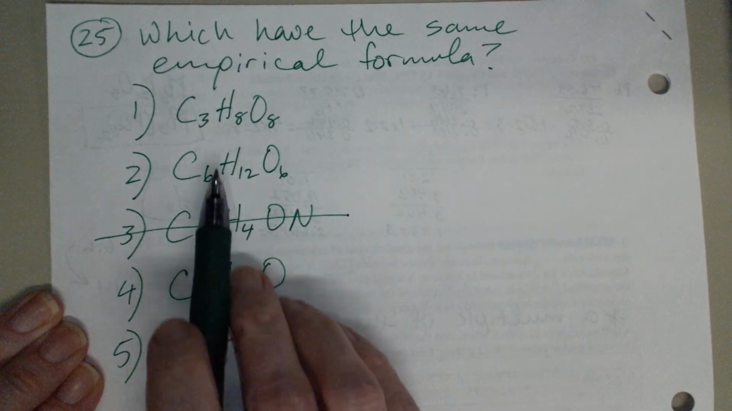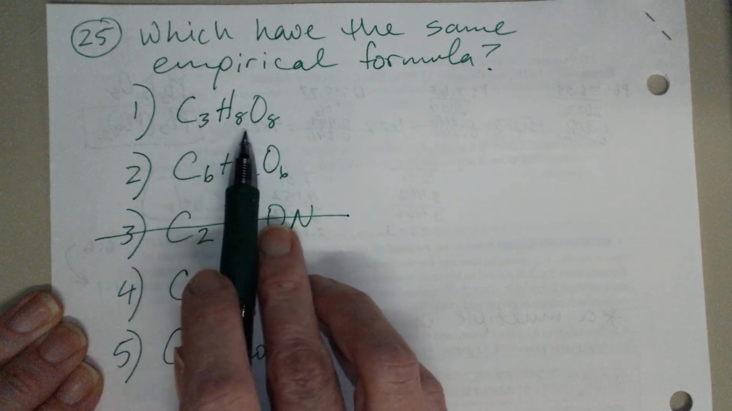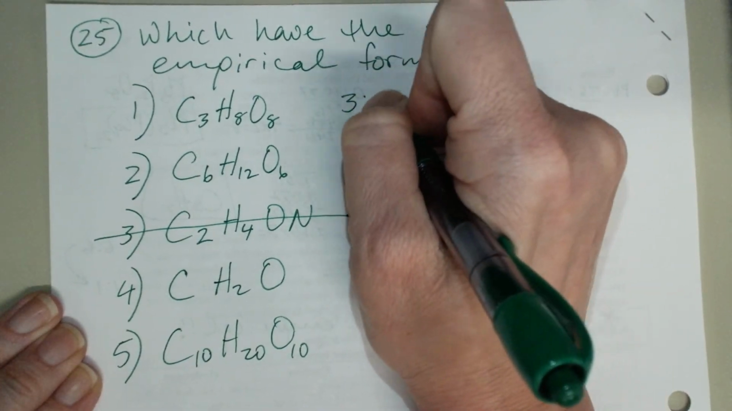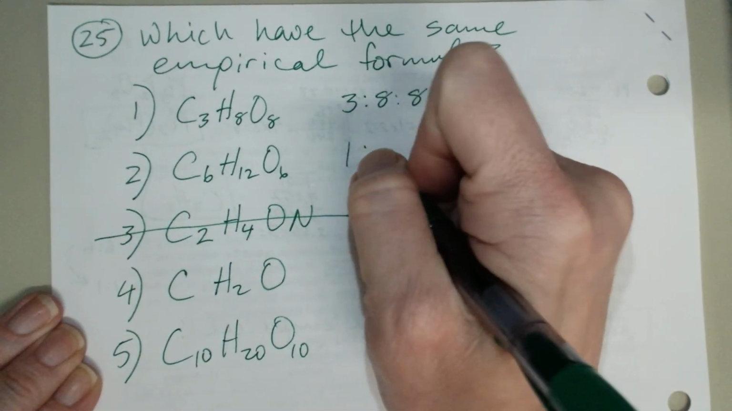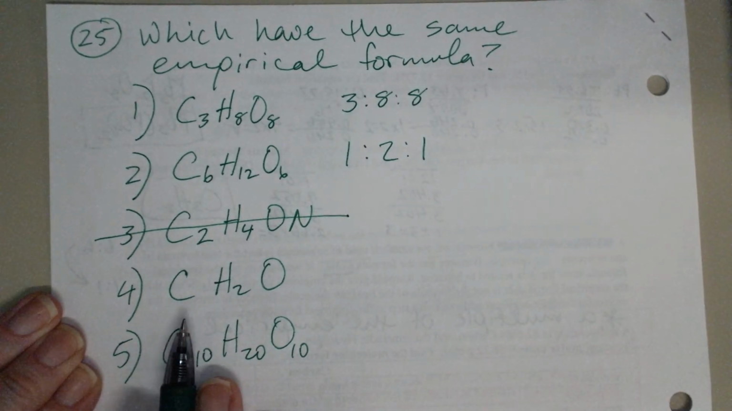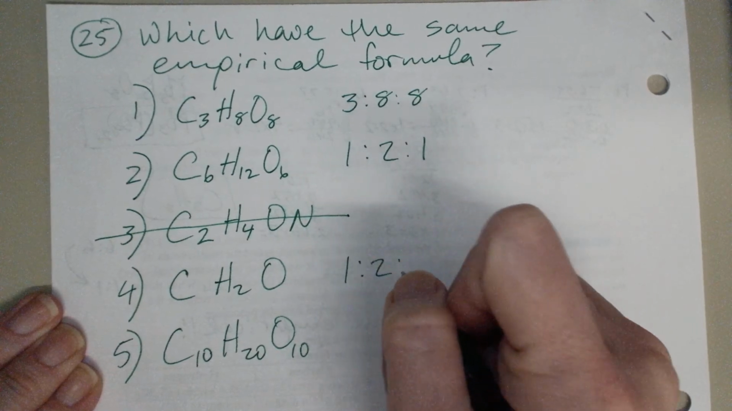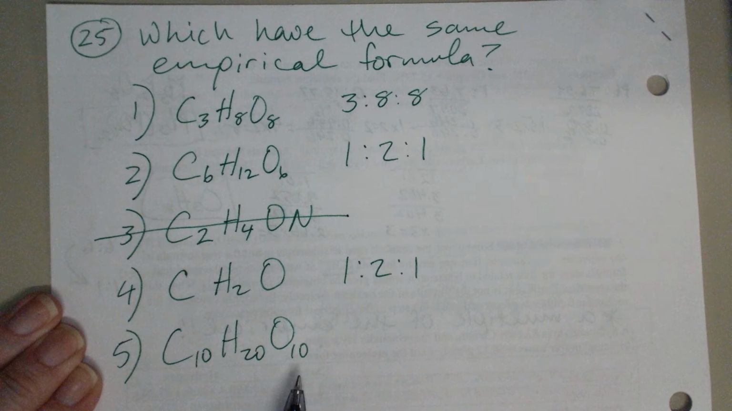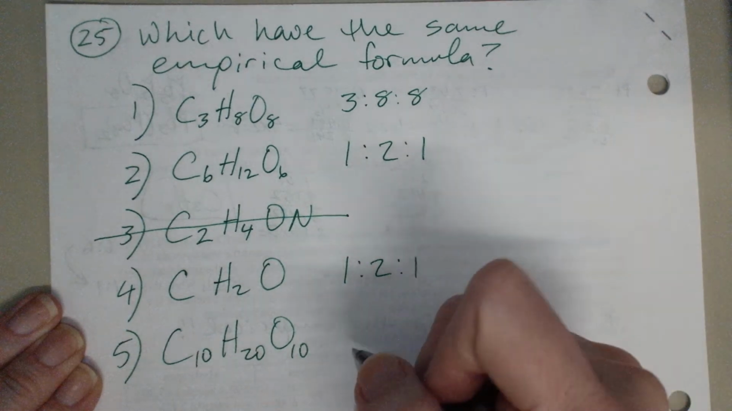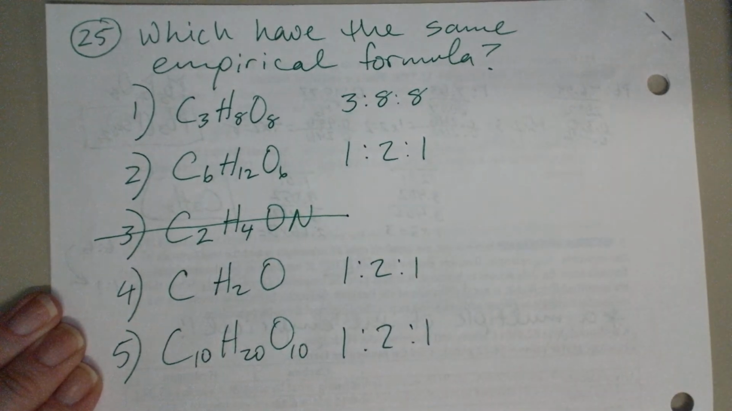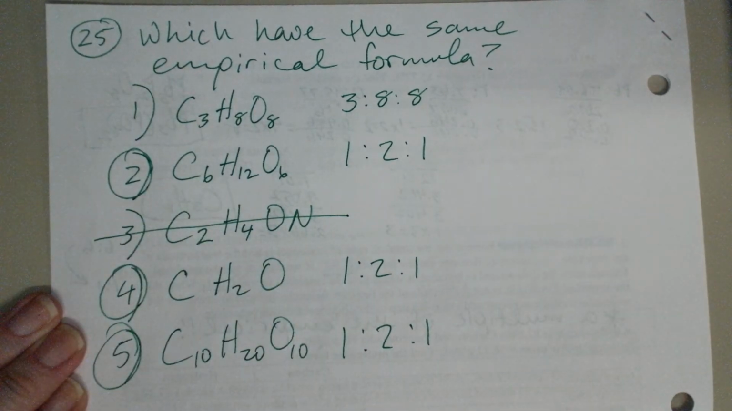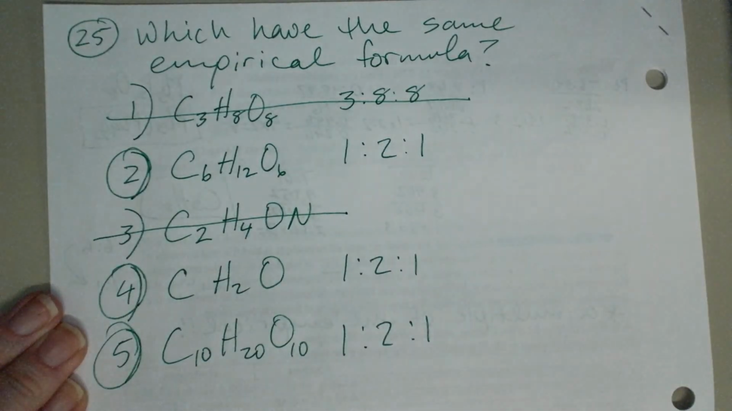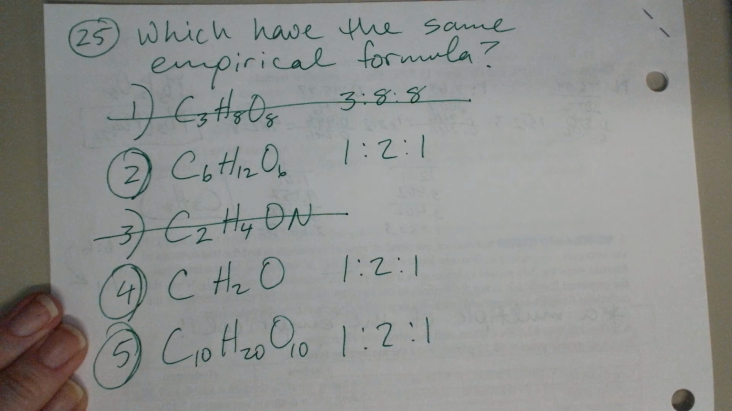Okay, so let's look at the others. Let's look at the ratios. The ratio of carbon to hydrogen to oxygen for this one is 3 to 8 to 8, and we can't reduce that. For this one, it's 6 to 12 to 6, which can be reduced to 1 to 2 to 1. And then this one is 1 to 2 to 1, which you cannot reduce. And this one, you have 10 to 20 to 10, which can be reduced to 1 to 2 to 1. Since three of them have the same ratio of atoms and the exact same types of atoms in them, answers 2, 4, and 5 all have the same empirical formula. So one does not. The ratio doesn't match, so it's not the same.